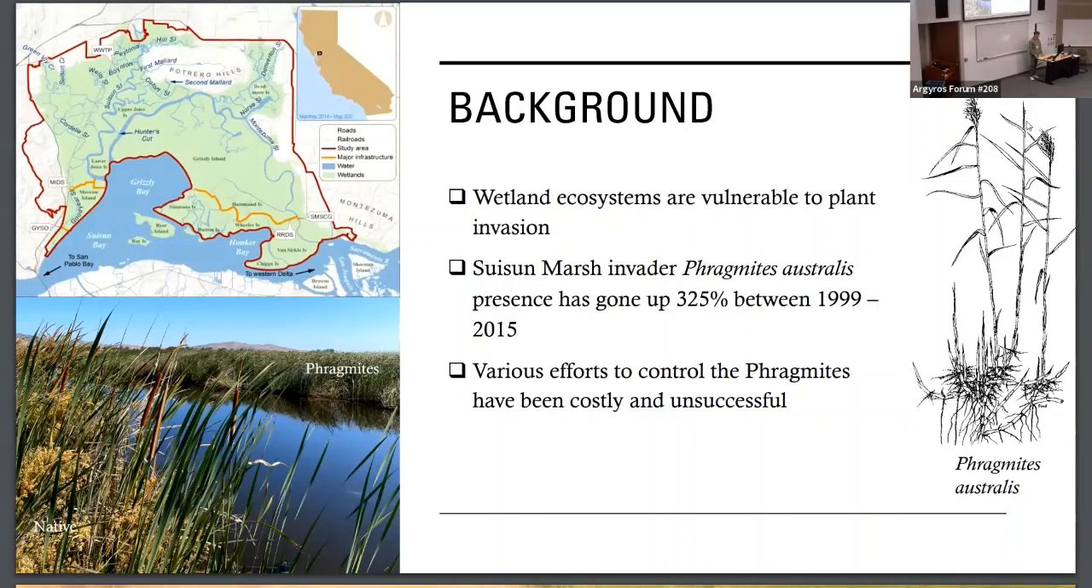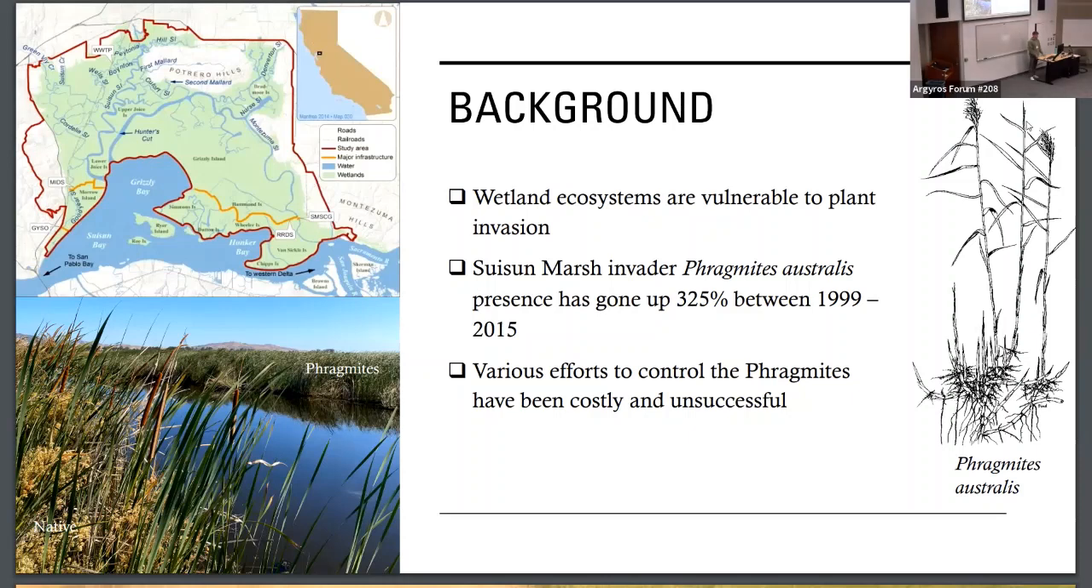As you can see, since 1999 to 2015, the presence of the Phragmites has gone up 325%. So it's definitely taking over. And there's been a lot of research that shows that it's been reducing a lot of biodiversity there. Because of this, there have been various efforts to control and eradicate all the Phragmites, but they've been very costly and honestly quite unsuccessful.